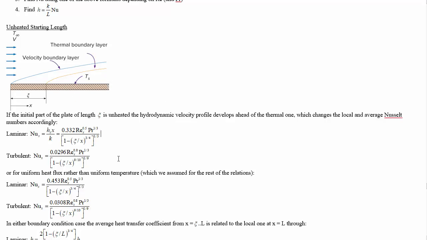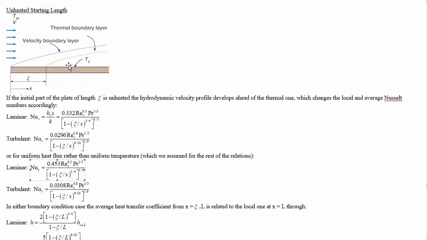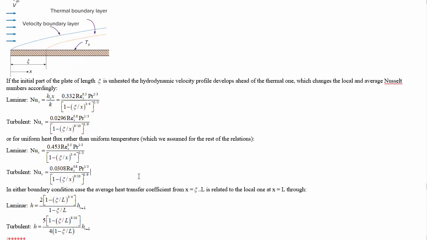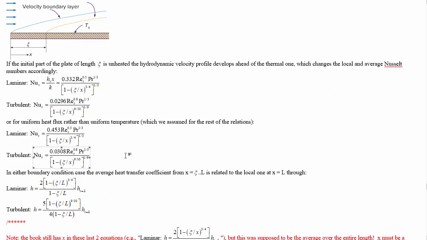Now there's a different formula depending on the temperature boundary conditions. These equations are for a constant surface temperature, but if instead of a constant surface temperature you have a uniform heat flux, then you have to use these second sets of equations here. So uniform heat flux means that there's a constant amount of heat coming from each different part of the surface. And so that's these equations there instead.